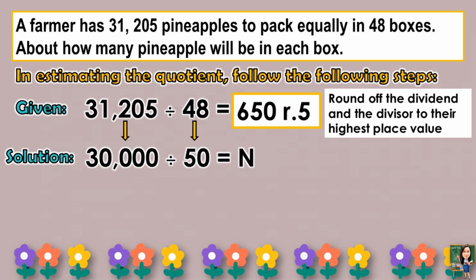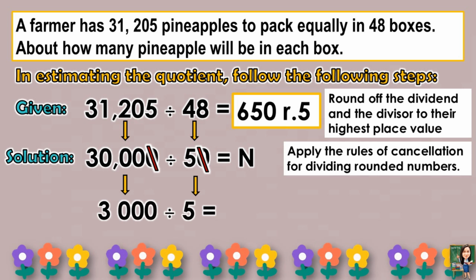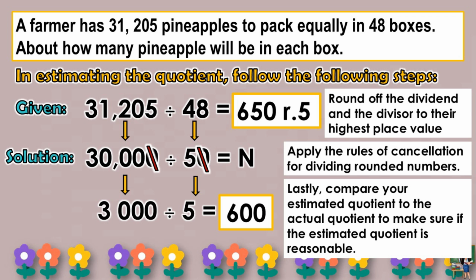The second step is to apply the rules of cancellation for dividing rounded numbers. So cancel 10 from the dividend and 10 from the divisor. So it is going to be 3,000 divided by 5 equals 600. Lastly, compare your estimated quotient to the actual quotient to make sure the estimated quotient is reasonable. So compare 650 remainder 5 to 600. Is it reasonable? Yes.